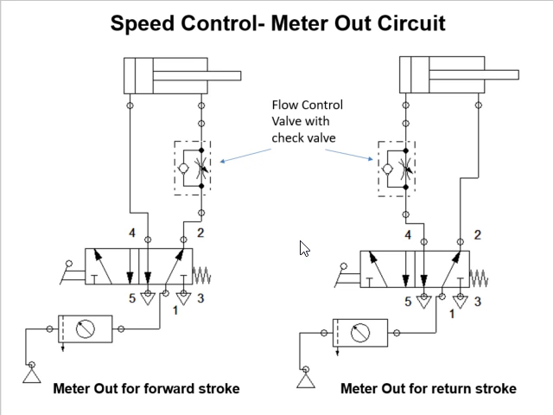Now next is a meter out circuit. Now if you observe here, the arrow of the check valve is on the downward side. So now during the forward stroke, when the DC valve is shifted, the port 1 pressure port will get connected to 4, and the fluid will enter into the cap end side.